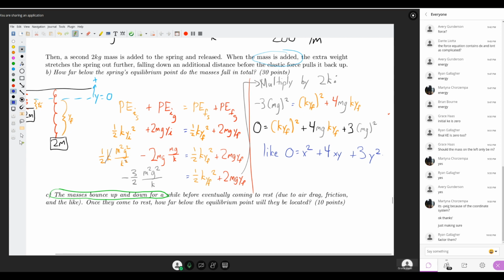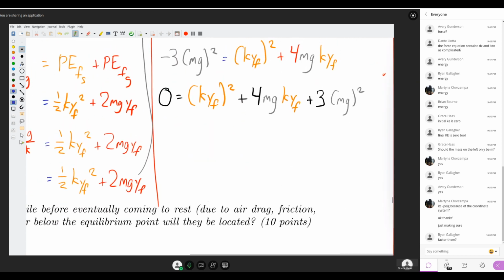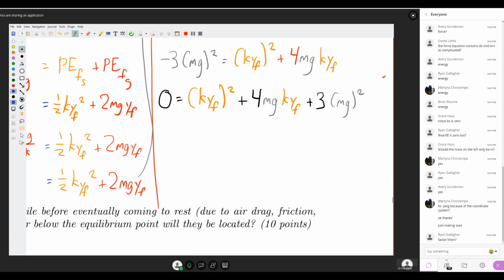Yeah, Ryan, that factors. Exactly. So remember when you're factoring these sorts of things, if you have a 1 in the front, you need two numbers that multiply together to give you the last coefficient, but that add together to give you the middle coefficient.